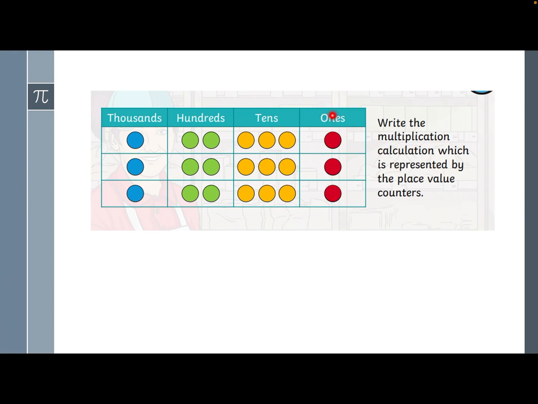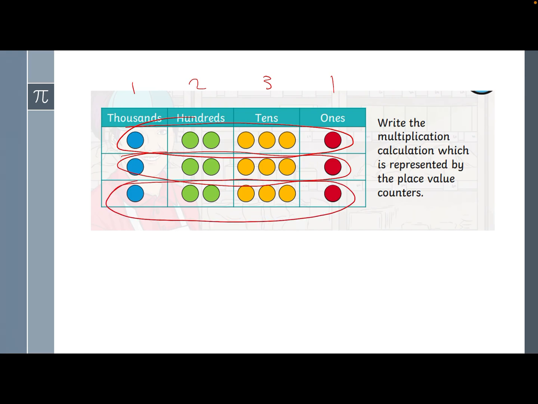first row. Remember, rows go along, columns go up and down. So we've got 1, 2, 3, 1. So we have 1,231, and I have got that there. I've got it there, and I've got it there. So I'm going to do 1,231 multiplied by 3. In my head, I'm going to go 1 times 3 is 3, 3 times 3 is 9, 2 times 3 is 6, 3 times 1 is 3.